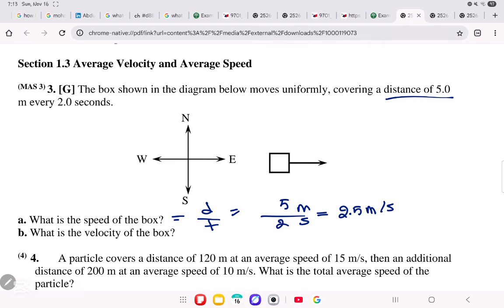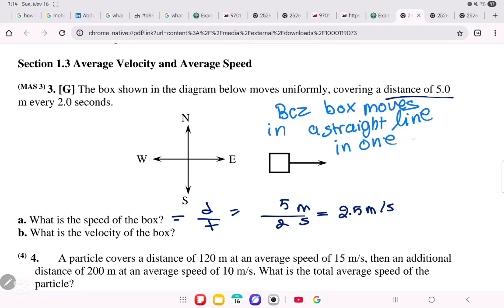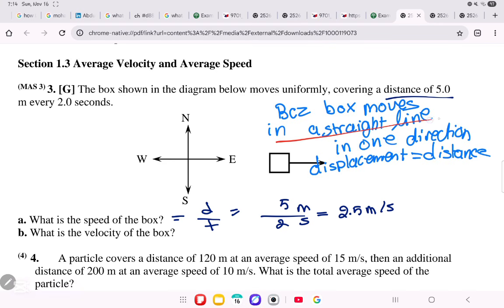Now, what is the velocity of the box? Now, this is very important because the box moves in a straight line in one direction. Okay, what can we say here? We can say that displacement is equal to what? Is equal to the distance. The only scenario where displacement and distance are equal is if the object moves in a straight line in one direction. So in this scenario, velocity is going to be displacement, which is 5 over time.